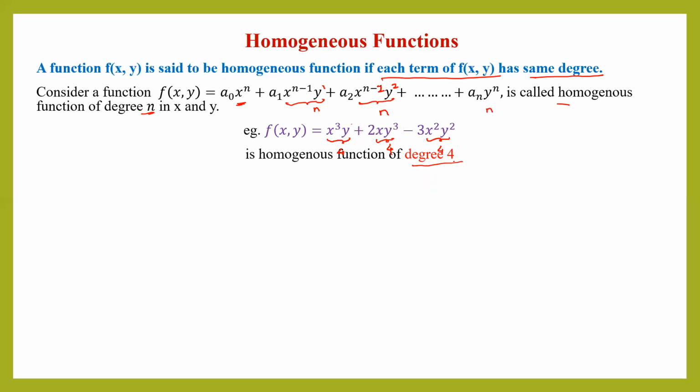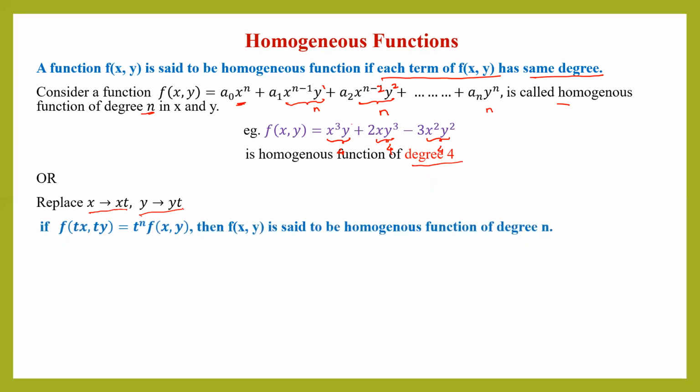We have one more definition, or one more way, to check whether the given function is homogeneous or not. For that, in this given function, we have to replace x by xt, y by yt. And when we replace x by xt, y by yt, if it is possible to express f of tx, ty as t raised to n f of x, y, then this function f of x, y is said to be homogeneous of degree n. n is the power of this t.